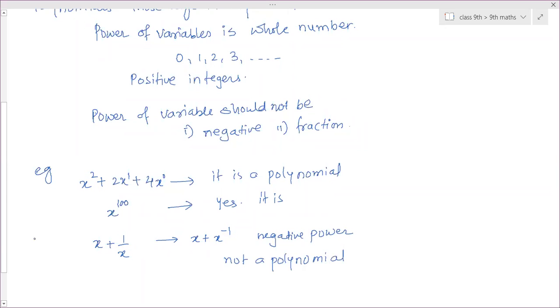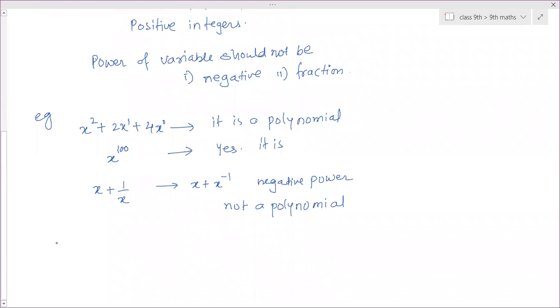Only the power of the variable matters. Constants can be any real number. Only we are concerned about the power of the variable. Okay.